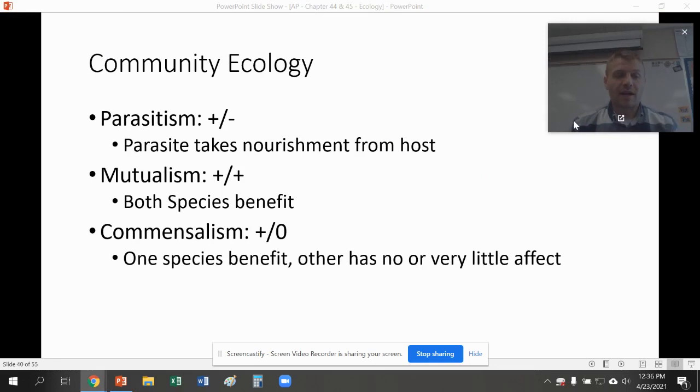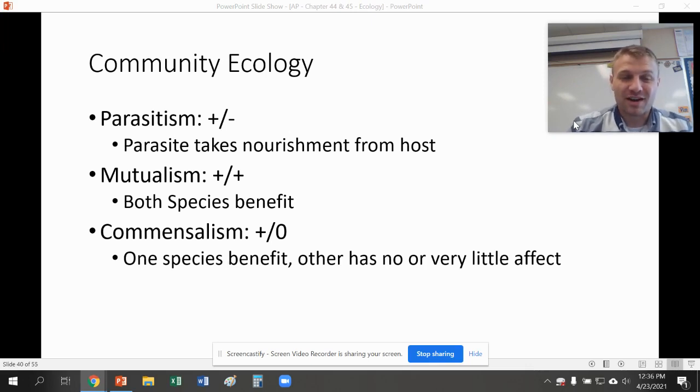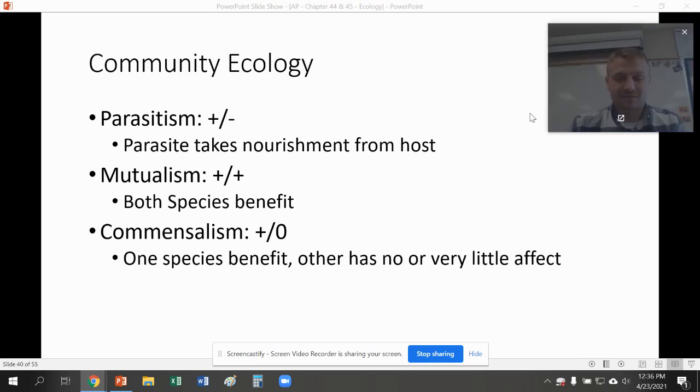All right, some more interactions that we have, so parasitism or parasite. These are when parasites eat the nourishment off a host, or they eat part of a host. Obviously, one's going to benefit and one's going to be negatively affected. Mutualism is when both species benefit. It's a positive positive, and then commensalism. This is when one species benefits and the other is not affected or has very little effect.